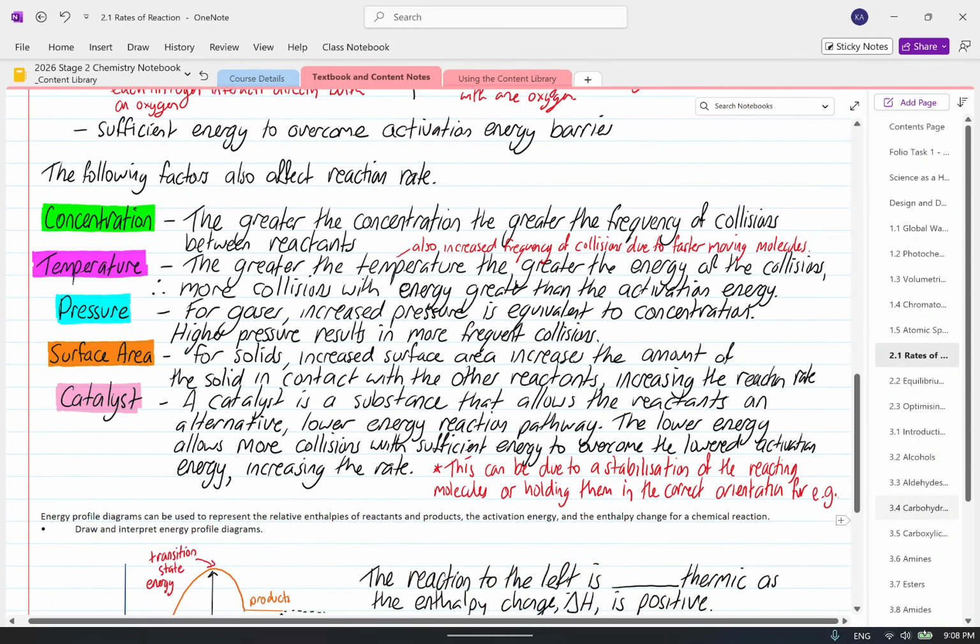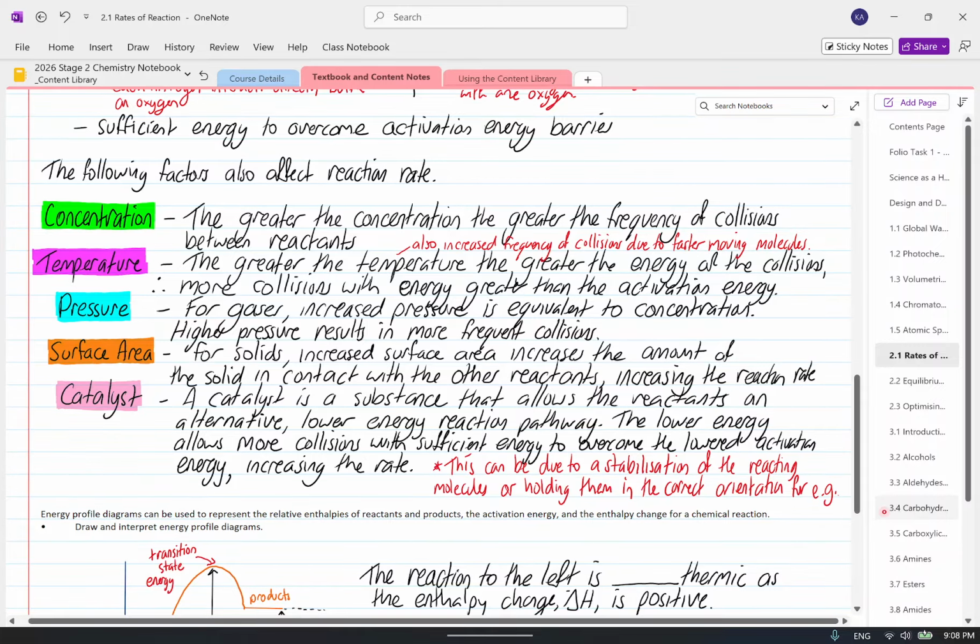Now, the second thing that I'm going to consider is temperature. Temperature has an effect in a couple of ways. The first being an increase in temperature will give our molecules a greater amount of energy, which will allow them to overcome their activation energy barrier. So every time your molecules are colliding, if they're hotter, they have more energy, they're more likely to overcome that barrier and cause a reaction to occur.